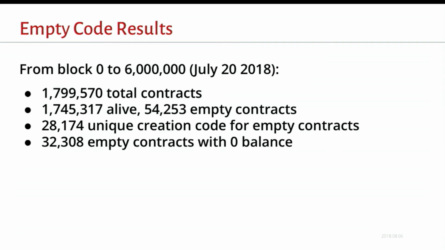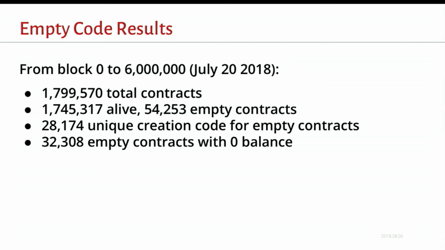So finally, some results that we can talk about. So I queried from block 0 to 6 million. That was from a few weeks ago. And found out that there have been about a total of 2 million contracts created in the Ethereum network on mainnet. And of those, about 55,000 are empty, the 0x.